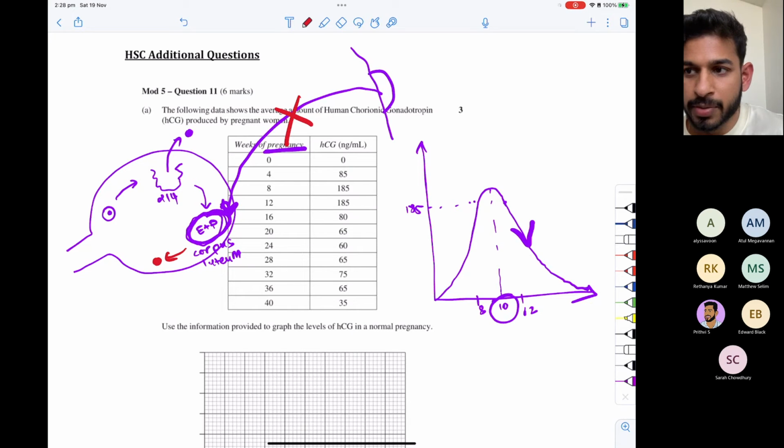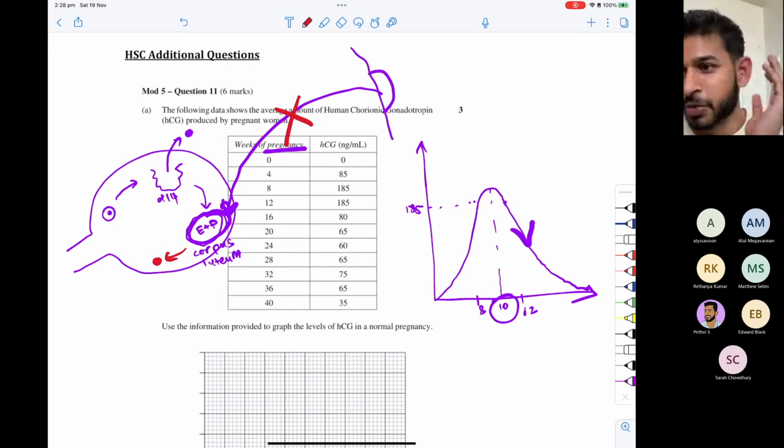So can anyone tell me, what structure releases estrogen and progesterone after week 10? Because you now know from this graph that beta HCG levels drop after week 10, and that the corpus luteum, which is responsible for releasing estrogen and progesterone, degenerates. So what structure takes over the function of the corpus luteum? Is it the placenta? Very good. A couple of people said it, nailed it, right?